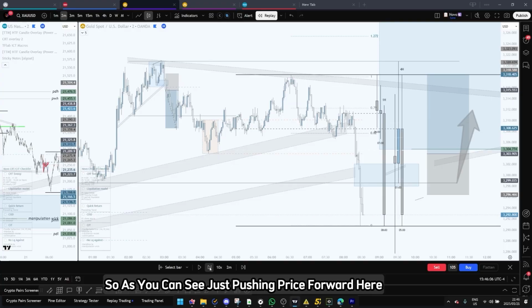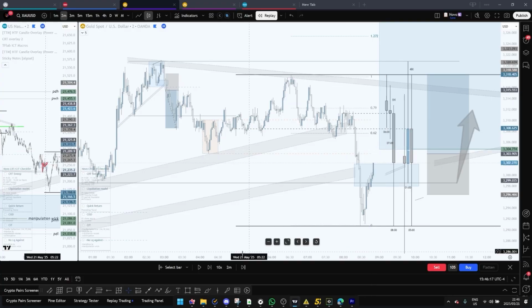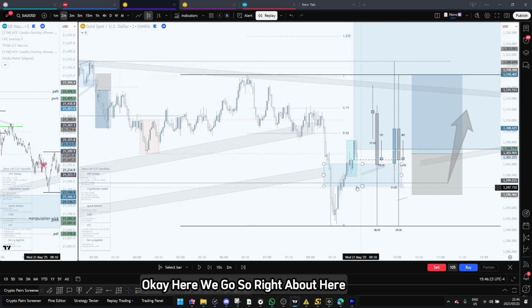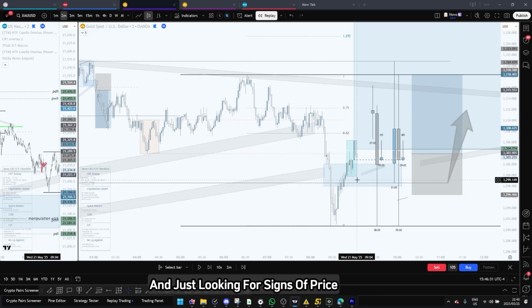So you can see just pushing price forward here, about to start the New York session macro, 8:50 there. Okay, here we go. So right about here, 9 o'clock hits and now I'm actively looking at the chart, just looking for signs of price wanting to conform to my bullish bias.